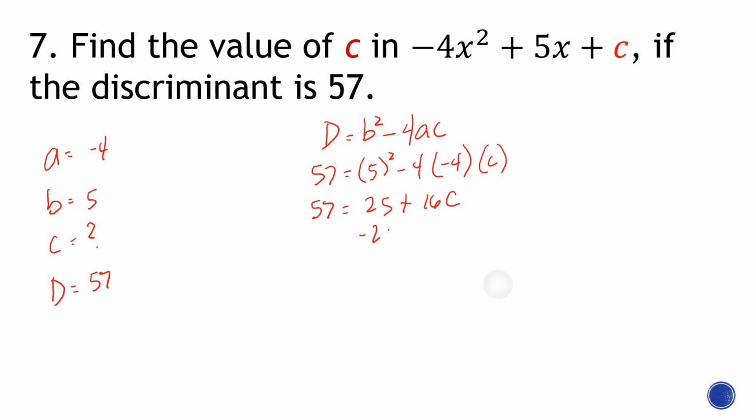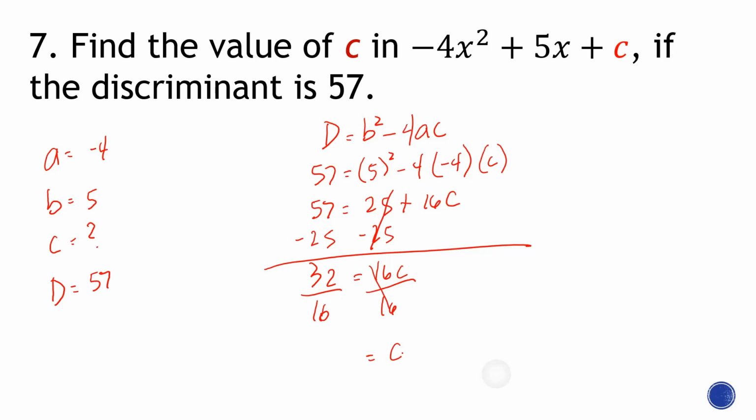Next is -25, -25. Cross that out. 57 minus 25 is 32 equals 16C. The last step is, of course, divide by 16 on both sides. So our C is, there you go, positive 2.